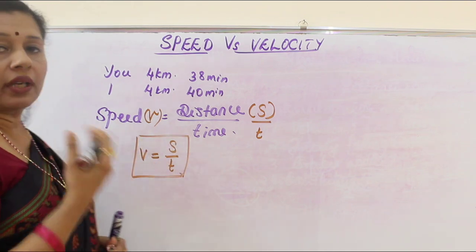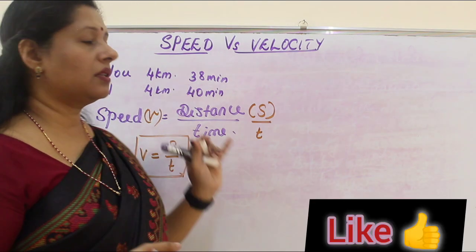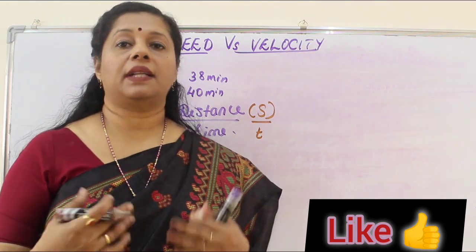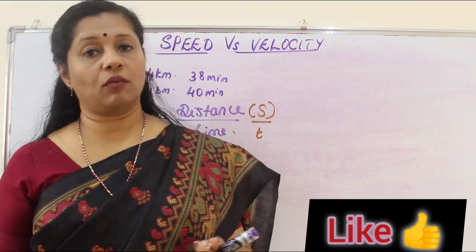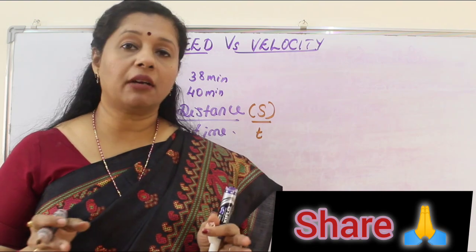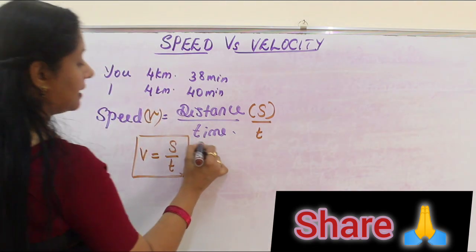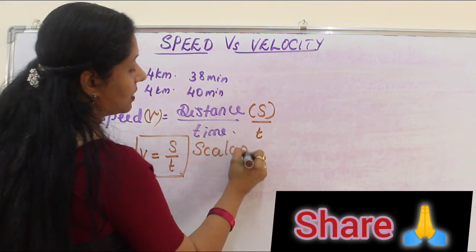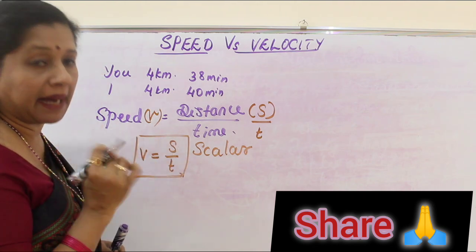Now, are we talking about any direction? No, I just told we walked 4 kilometers. You must have walked towards east, I must have walked towards west and then turned to east and south or whatever direction. We are not talking about direction. So this is a scalar quantity because we are talking only about the magnitude.